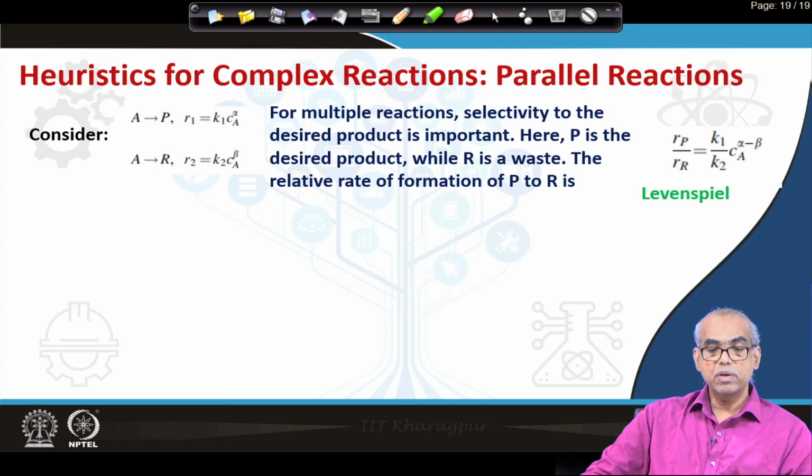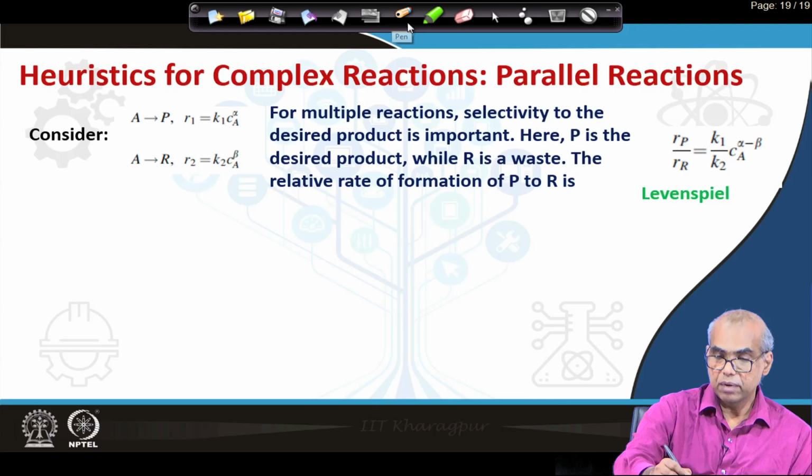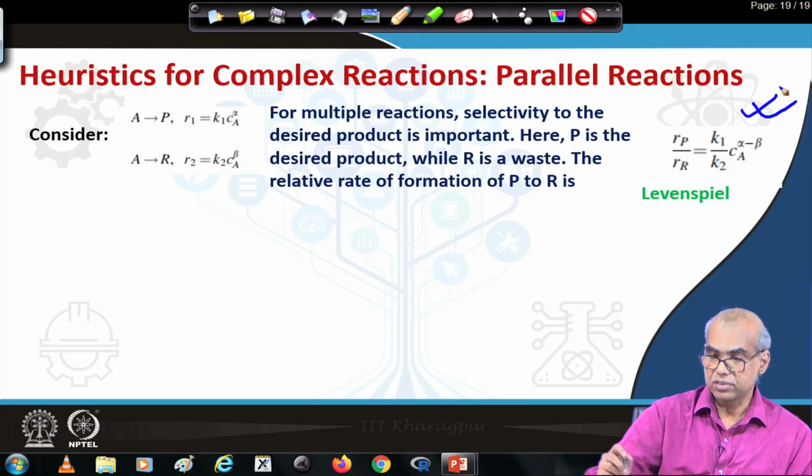Now, let us consider some heuristics for complex reactions. We start with parallel reactions. So, we consider reaction A to P, with reaction rate r1 equal to k1 Ca to the power alpha. Other reaction A to R, with reaction rate r2 equal to k2 into Ca to the power beta. For multiple reactions, selectivity to the desired product is important. Let us consider P is the desired product here and R is waste. So, the relative rate of formation of P to R can be written like this.